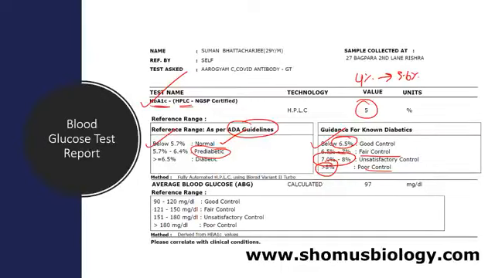Now if you have a value more than 6.5%, then you will be called a diabetic person, and then you may need medicine treatment. Depending upon what percent this value is, the degree and line of treatment will vary.